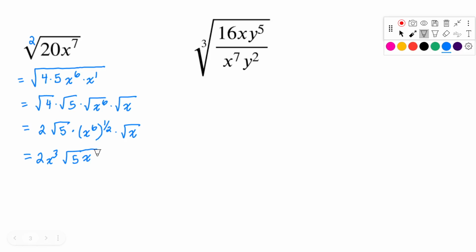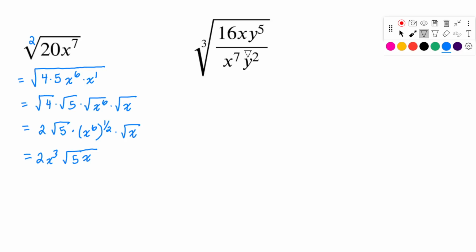Both the 5 and the x are underneath a radical, underneath a square root. We can now combine them back into 1. So the square root of 20x to the 7th can be simplified to 2x to the 3rd times the square root of 5x.